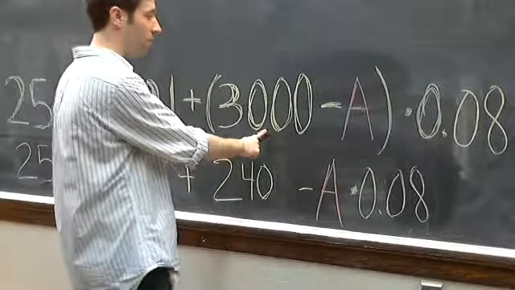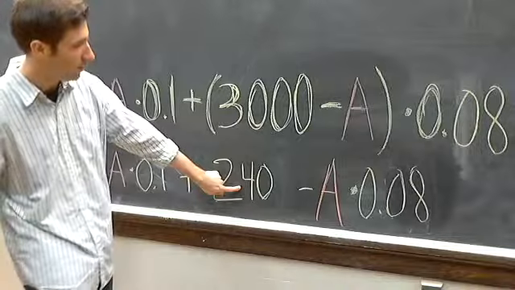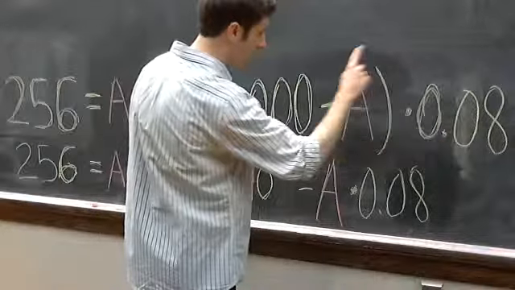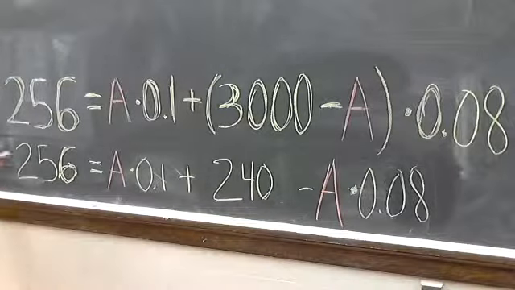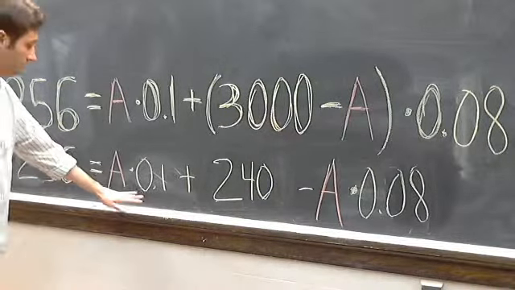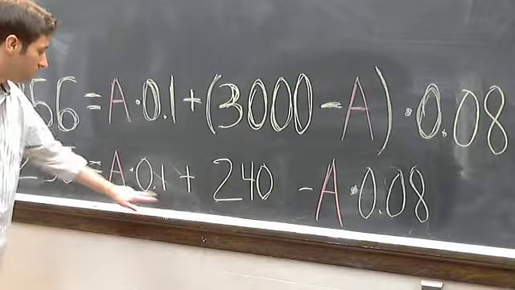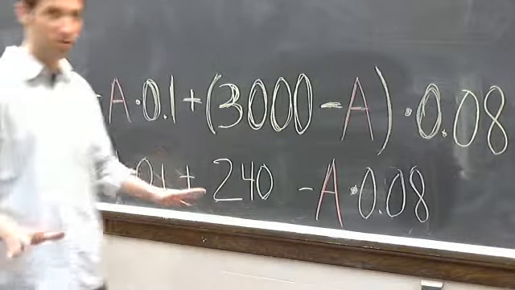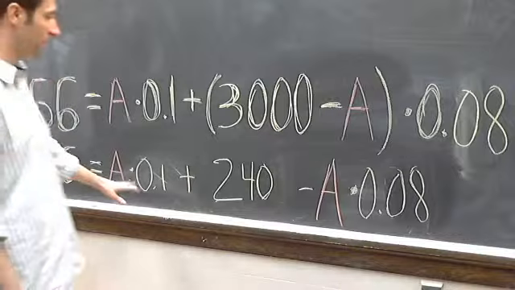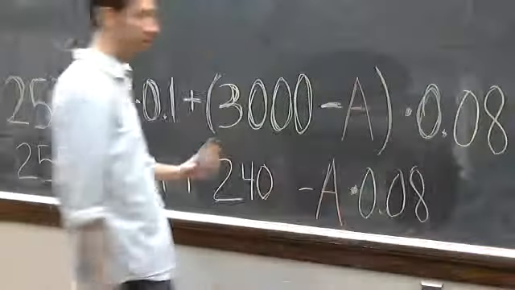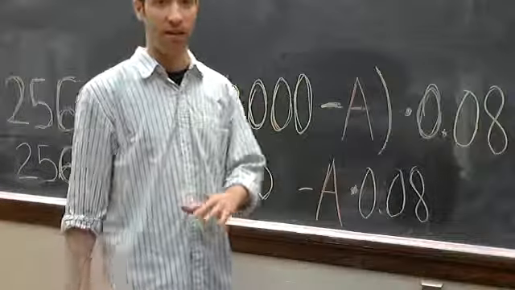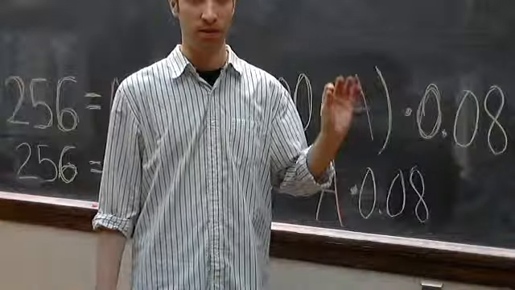0.08 times 3,000, which is going to equal 240, and then I'm going to get 0.08 times A. And so I'll get the full equation, which should be $256, that's the interest, equals 0.1A, that's the initial 10% that A is being invested at. And then this part that I substituted in for B in terms of A. In the next step, I'm just going to simplify it down a little bit more.